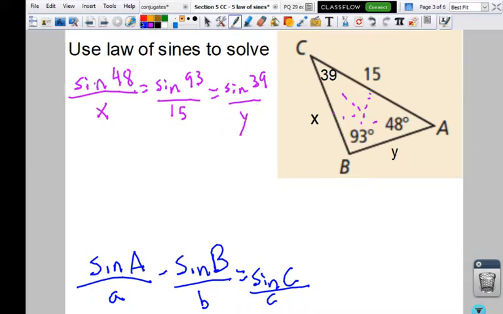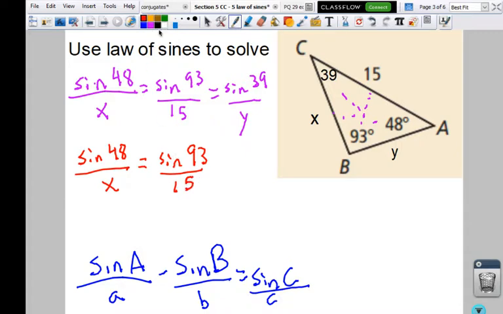I can find x and y pretty easily. If I want to find x, I'm just going to pick the one I want to find, which is x, and I'm going to pick the one that has both numbers, so I'm going to use this one in the middle. I'm just going to set up a proportion. Sine of 48 over x equals sine of 93 over 15.